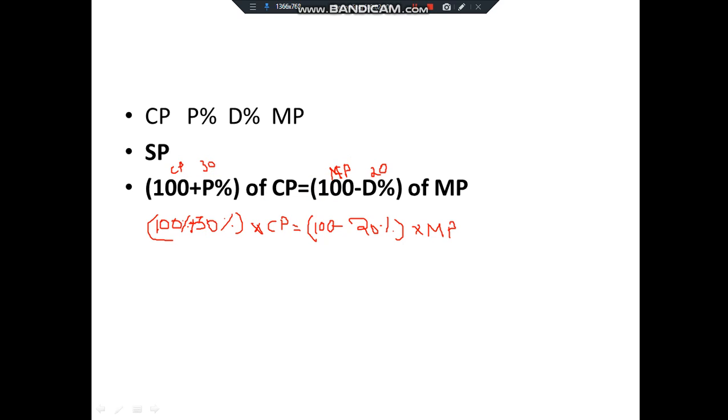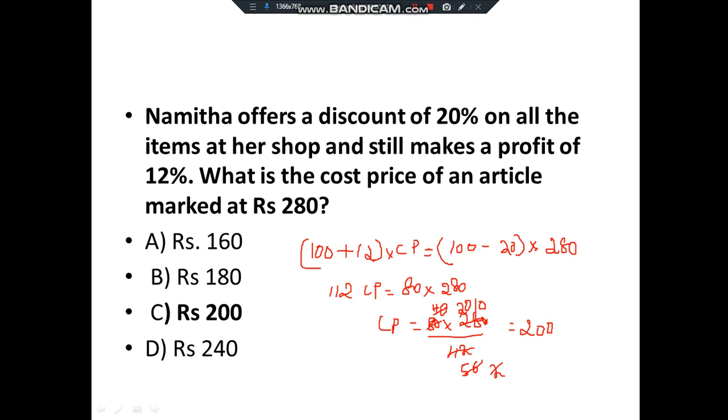Okay, we have taken the same previous question and we'll try to solve it using this formula. See, Namita offers a discount of 20% and a profit of 12%. Cost price we'll have to find, marked price is given as 280. So just substitute in the formula.